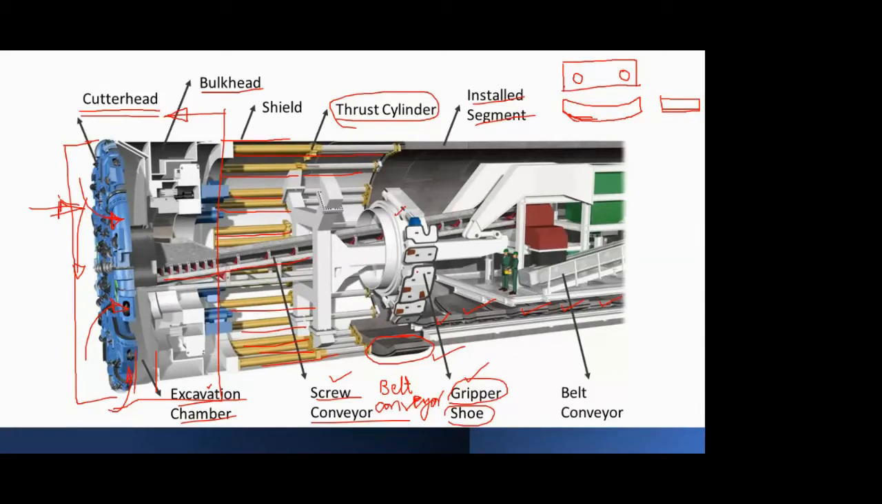Now what it does is, it is a rotating thing. It can rotate 360 degrees in any direction, both clockwise and anti-clockwise. So this gripper shoe rotates, and it can lift these segments up temporarily, and once they are lifted, they are placed in the desired location. So here you see or observe this much length of your tunnel.